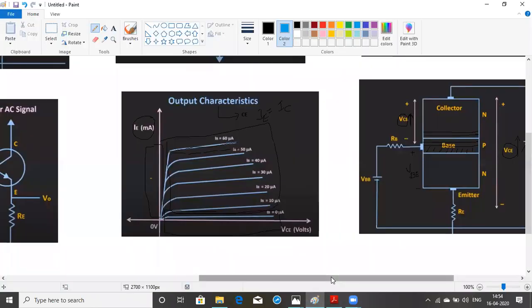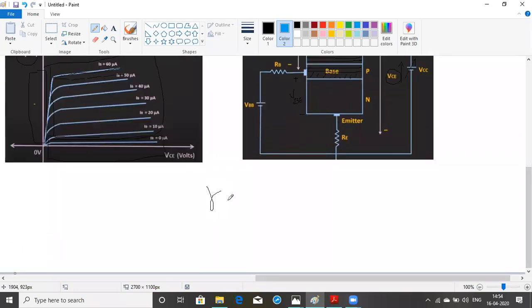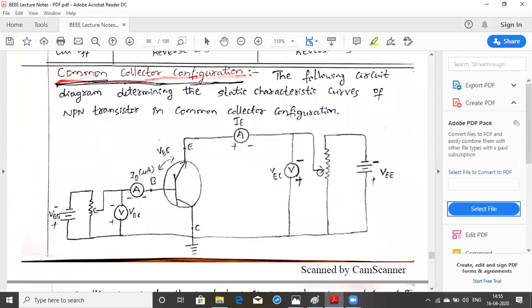In this case, the gain is the current gain. Current gain, we are going to denote as gamma in the common collector configuration. What is the output current in this case? Output current is the emitter current, and the input current is the base current. So this value will be more than 1000 like that. This is the current gain formula, gamma. For the best amplification, we need to choose only the common emitter configuration. So these are the 3 types of configurations: common base, common emitter, and common collector configuration.